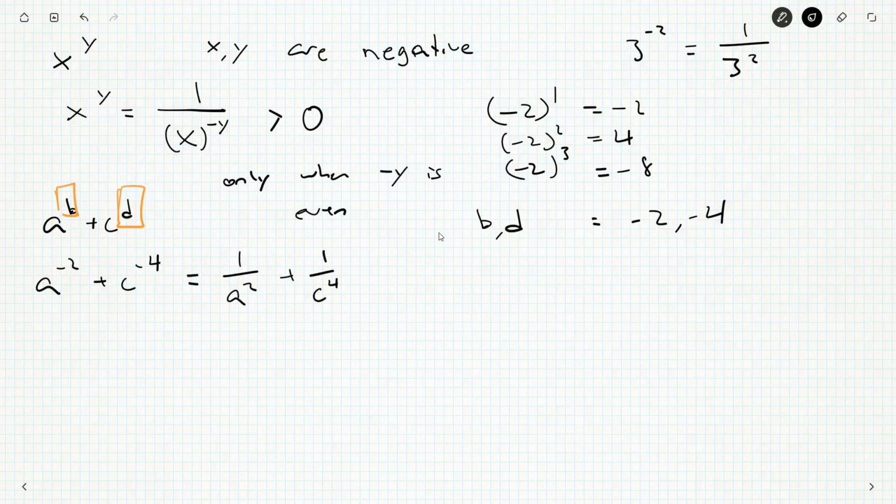So a squared and c to the 4 are relatively big numbers. We want the biggest thing possible. How do we make fractions big? We make the numerator as big as possible, and we make the denominator as small as possible. We're stuck with the numerators of 1, they're both going to have a numerator of 1. But what we can do now is choose a and c, knowing that we've got 2 and 4, to make the denominators as small as possible.